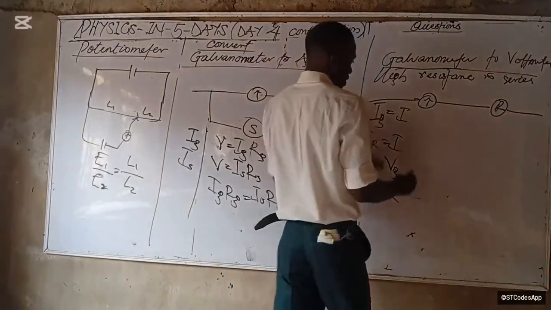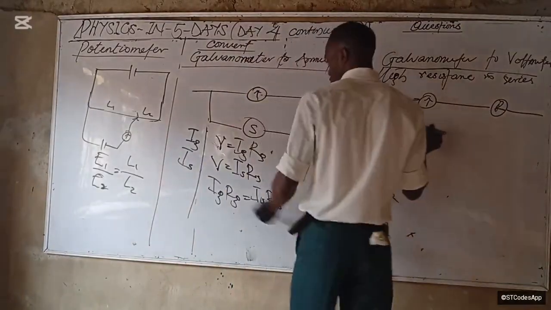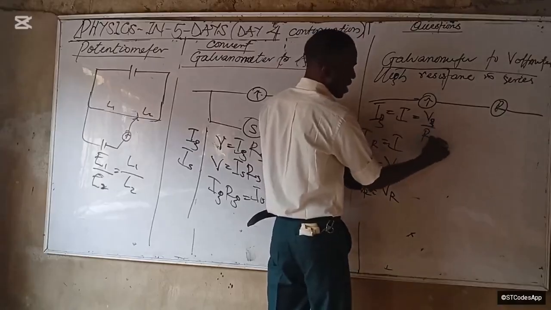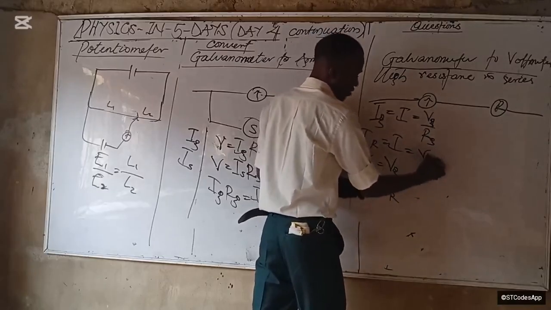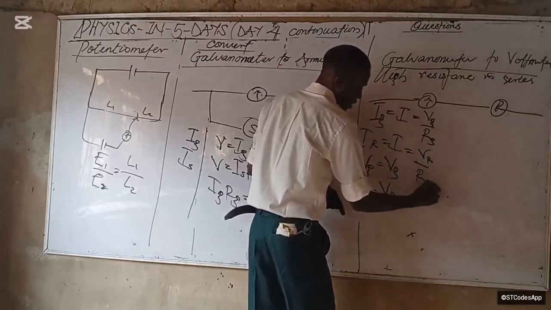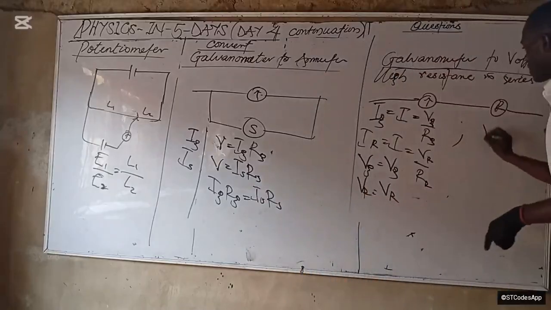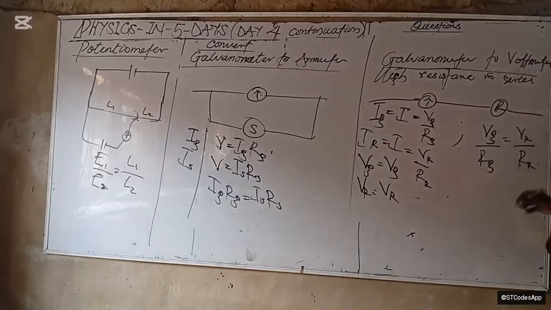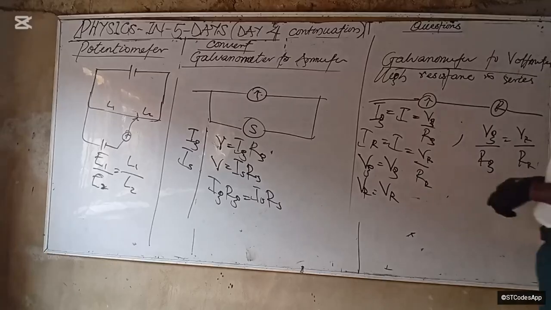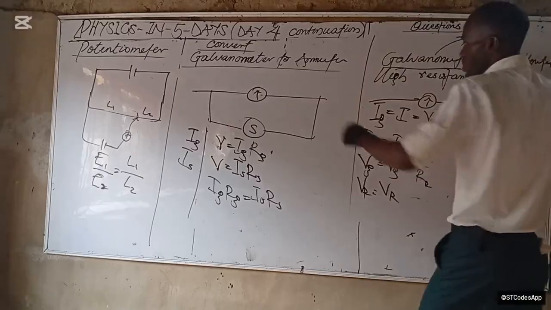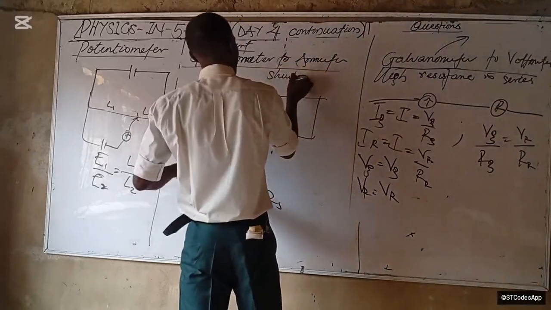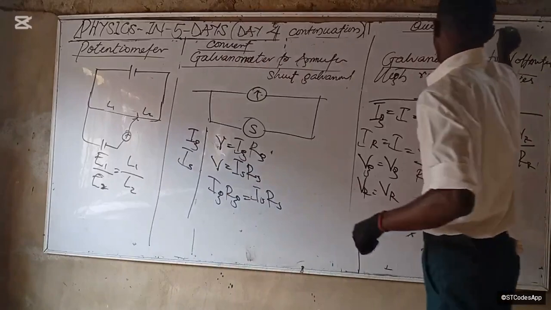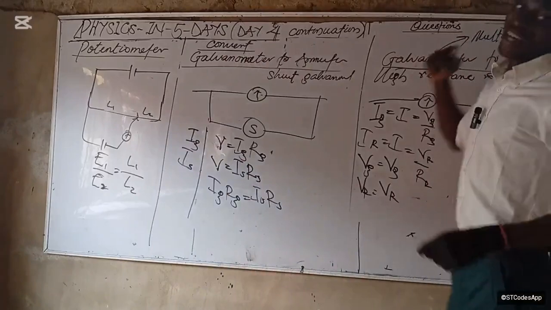Since the current is the same, we can equate, the way we did that time. I here is V sub G over R sub G, and in this case it is V sub R over R sub R. So we can say V sub G over R sub G equals V sub R over R sub R. When you connect the first one, we call it a shunt galvanometer. This one you call a multiplier.